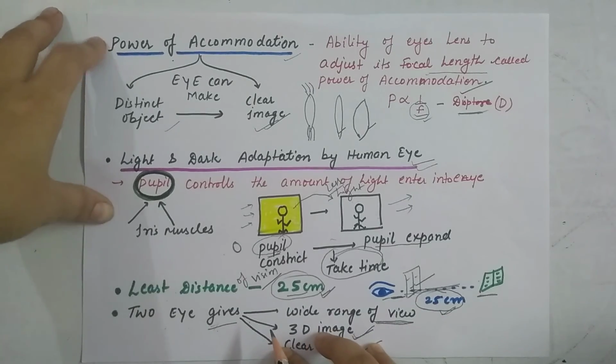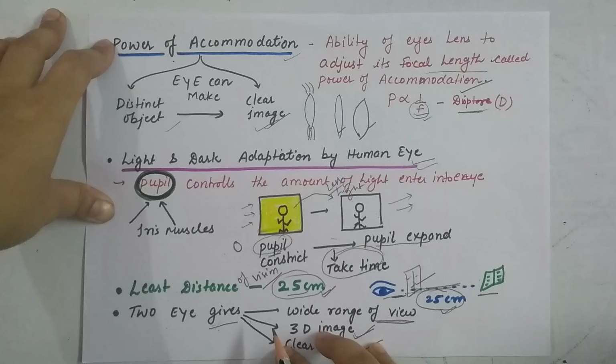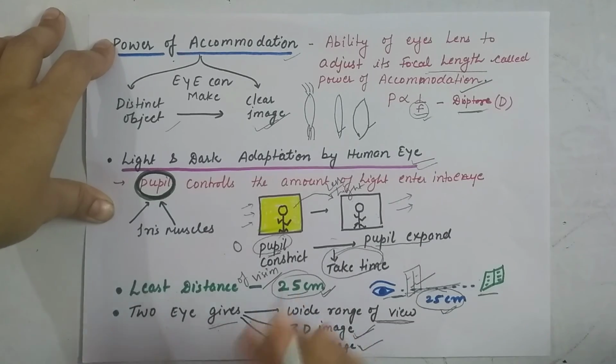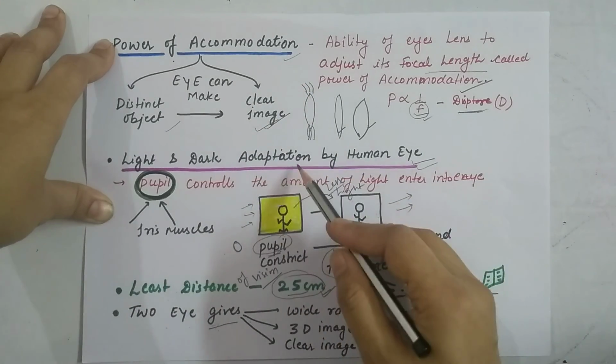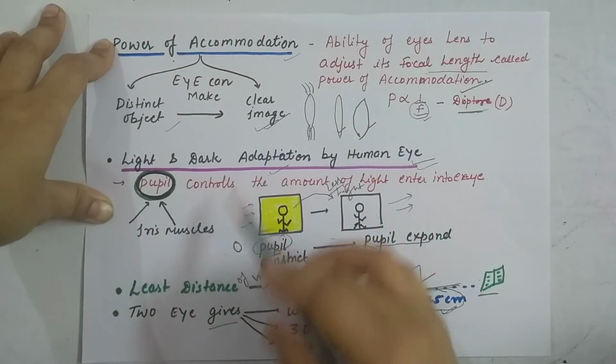So this is all about the human eye, the structure, and we also understood the functions of the different parts, the power of accommodation, and the human eye's adaptation in light and dark conditions.